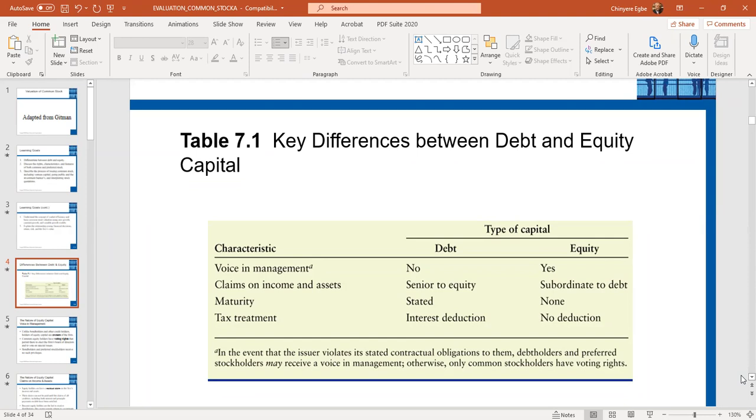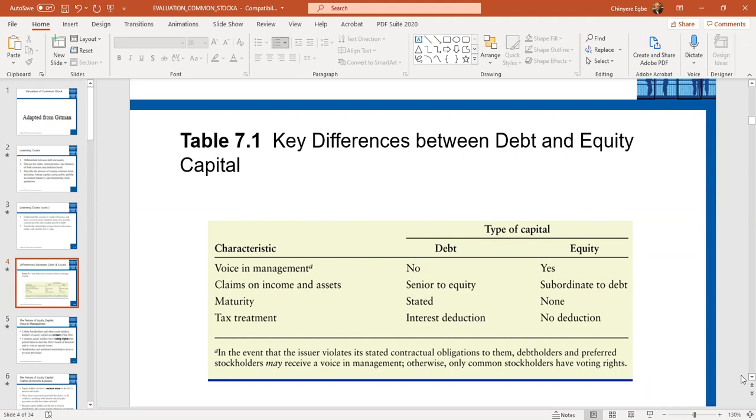The maturity time of debt is clearly stated. It can be 5 years, 10 years, 15, 20 years or more. There is no maturity time for equity, which is to say, once you invest in equity, you are in it forever.